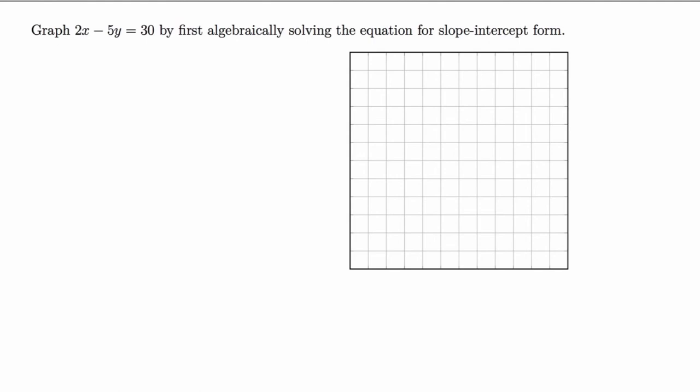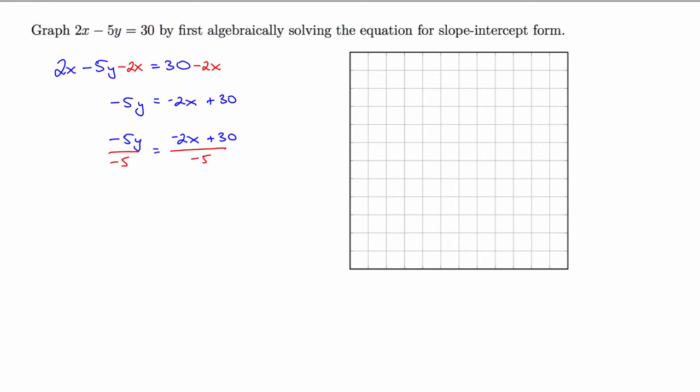Our first step in graphing this equation is to solve it for the slope-intercept form. To solve the equation 2x minus 5y equals 30 for slope-intercept form, we'll begin by subtracting 2x from both sides of the equation. This will leave us with negative 5y equals negative 2x plus 30. The final step is to divide both sides of the equation by negative 5.